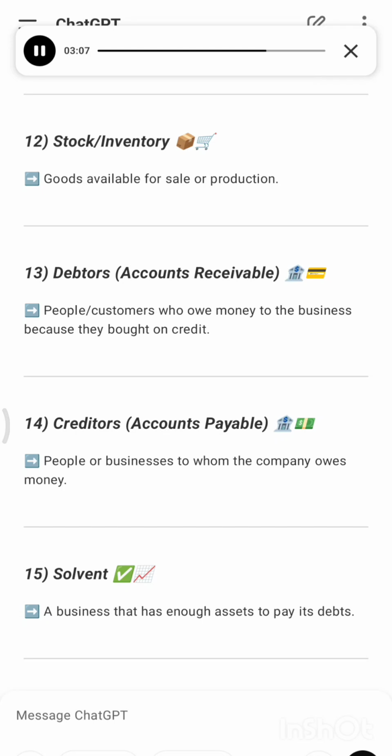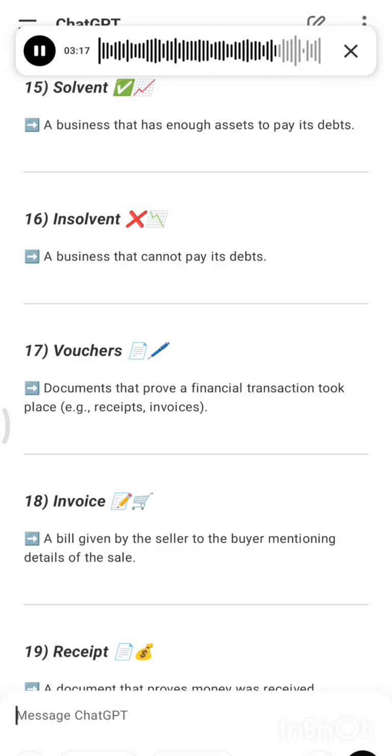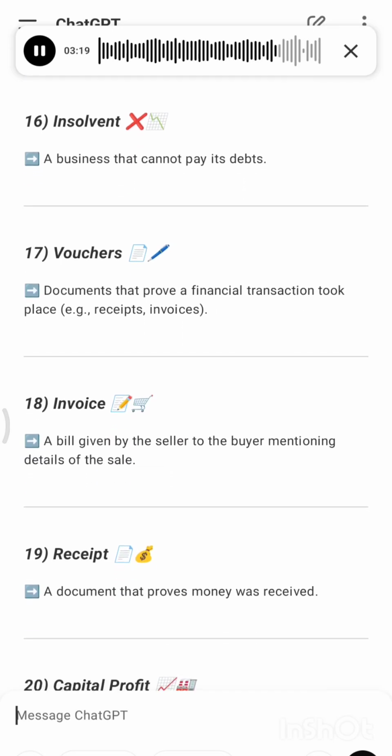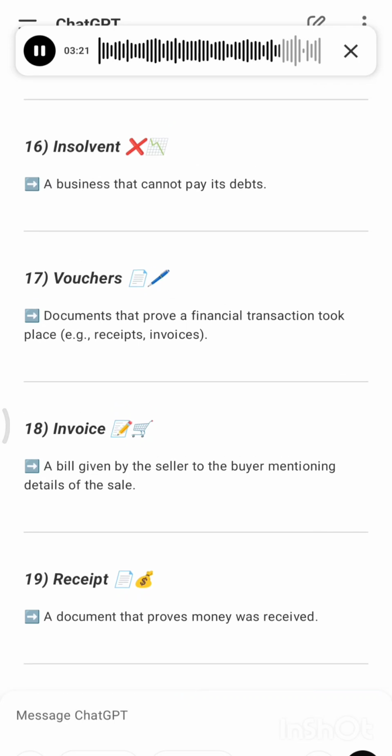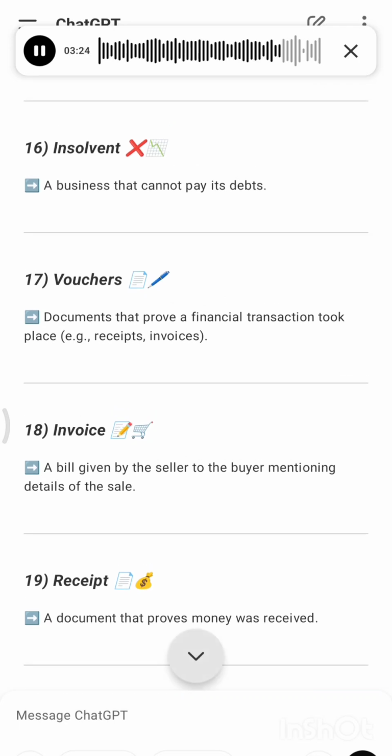15. Solvent, a business that has enough assets to pay its debts. 16. Insolvent, a business that cannot pay its debts. 17. Vouchers, documents that prove a financial transaction took place, for example receipts and invoices. Invoice, a bill given by the seller to the buyer mentioning details of the sale. 19. Receipt, a document that proves money was received.